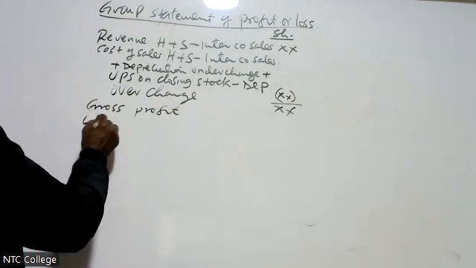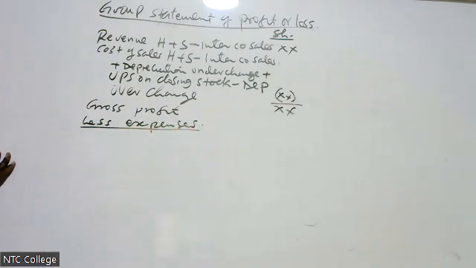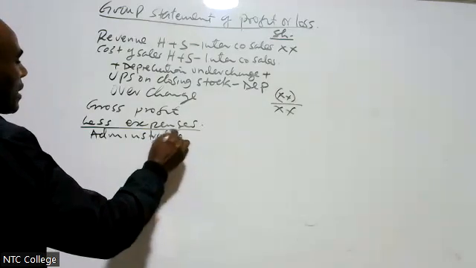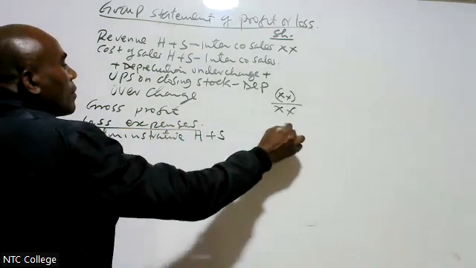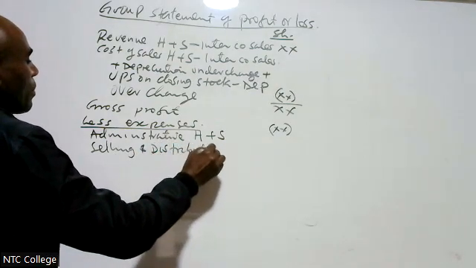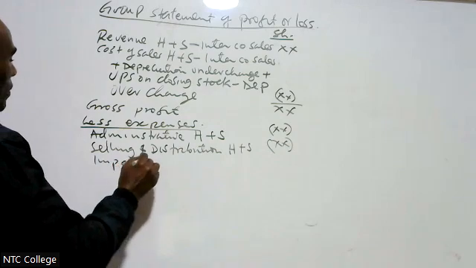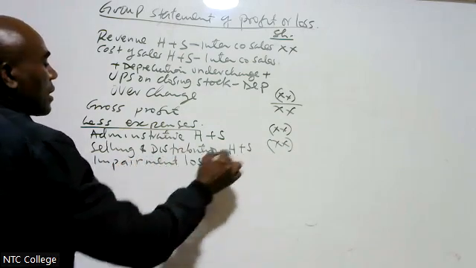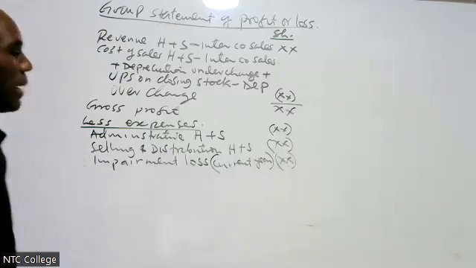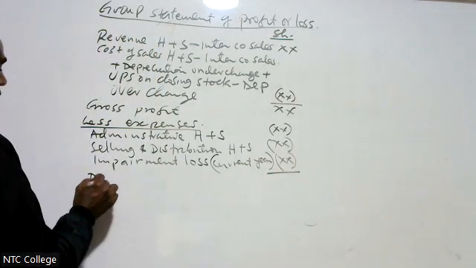Then I come to less expenses. Under expenses, I have administrative expenses, H plus S. Selling and distribution, H plus S. Impairment loss, current year only. Then I get what we call profit from operations.